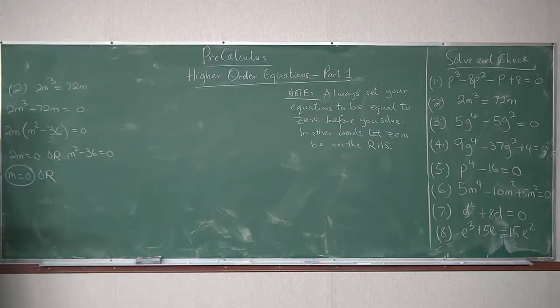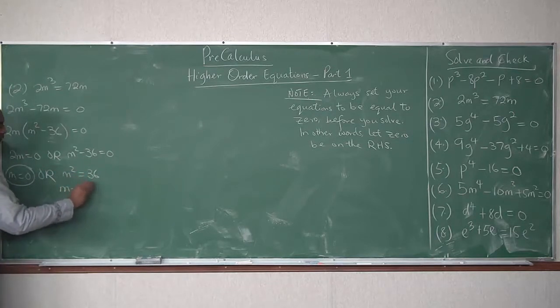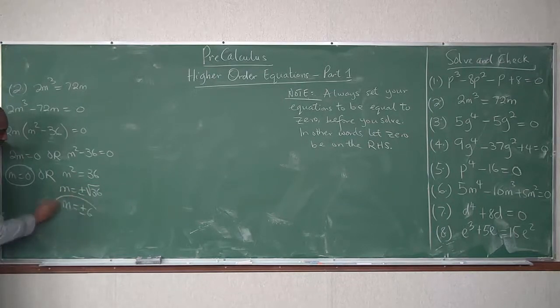Or here is a situation whereby the second term is missing, so you can apply the square root property. m squared is equal to 36, so m will be plus or minus the square root of 36, and m will be plus or minus 6.